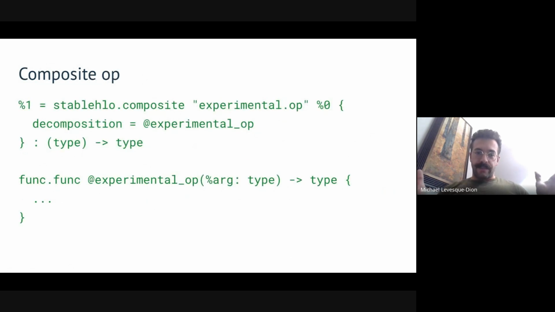So this is a very simple example of what a composite might look like. You can see that we have this StableHLO composite op. You can give it a name. We have a string here that contains the name. It takes the operands that would go into the op, and this is really modeling an operation. So it's pointing to a decomposition, which is experimental op in this case. That's just a function, but we are essentially modeling that op. So that might be something like top K, or it could be tanh or ERF or anything like that. Next slide, please.